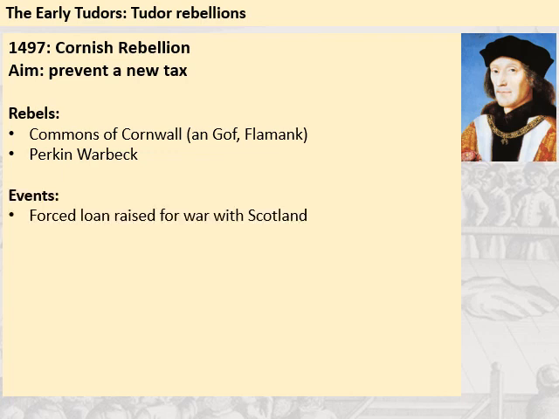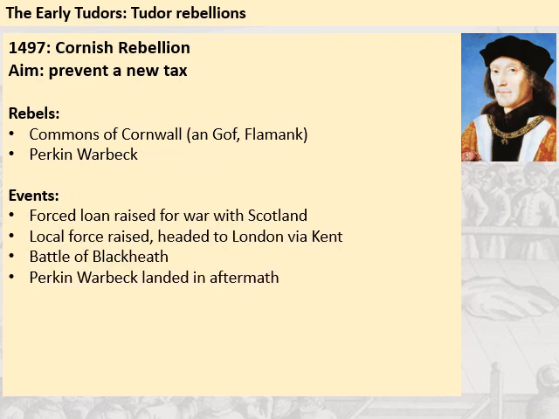So here's what happens. Henry VII was again looking to raise funds for military intervention, this time against Scotland. Obviously, the other end of the country to any concerns that the people of Cornwall had. So a local force was raised and it headed east towards London. Now they went via Kent, hoping to raise support from the commoners of Kent, but they were rejected. They ended up facing a royal force at Blackheath, on the outskirts of London. And in the aftermath of this battle, after Henry VII roundly defeats them, Perkin Warbeck landed. This is going to mark the end of his involvement, by the way.